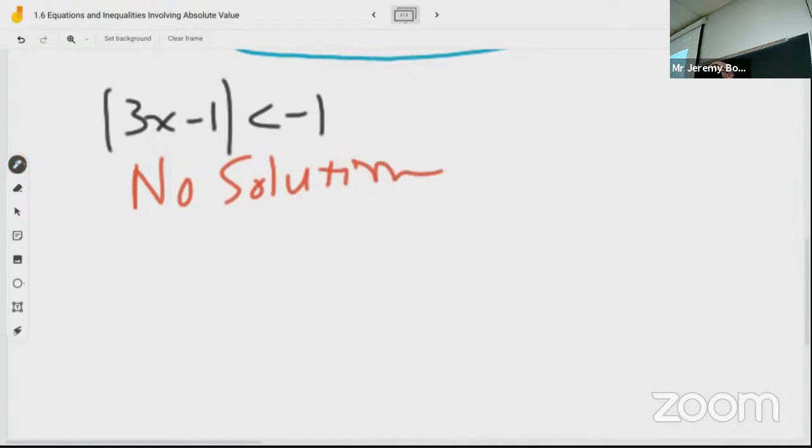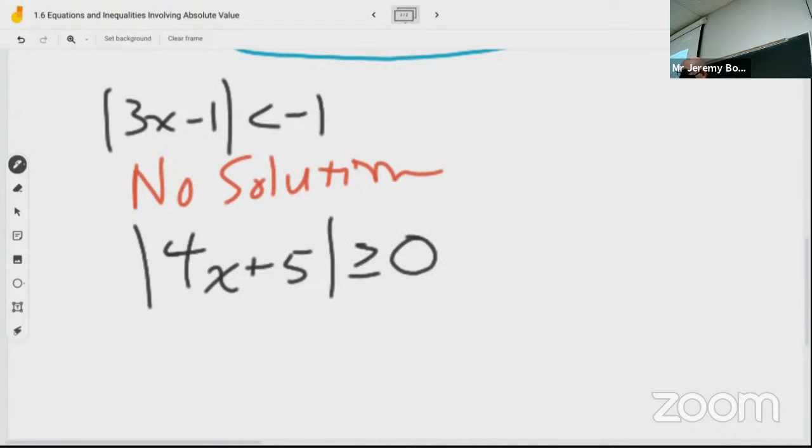That's interesting. That might be outside the scope, but let's do this one. What if you had the absolute value of 4x plus 5 is greater than or equal to 0?